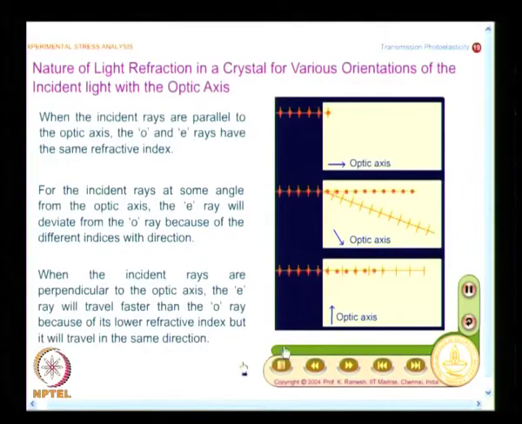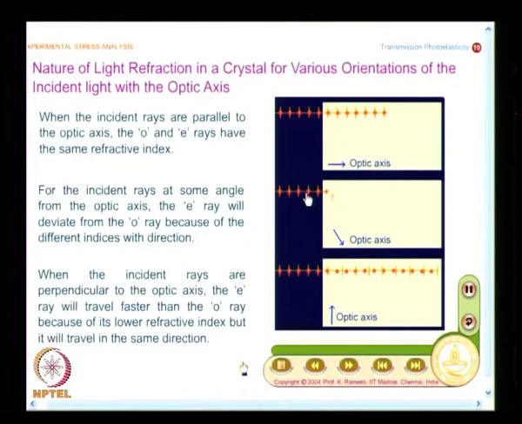Let us continue our discussion on transmission photoelasticity. For you to understand photoelasticity, you need to develop concepts related to crystal optics. One very important concept that we saw in the last class was, when I have a crystal and a light incident on it, I can look at the incident light with respect to the optic axis. In the first case, the incident light is along the optic axis.